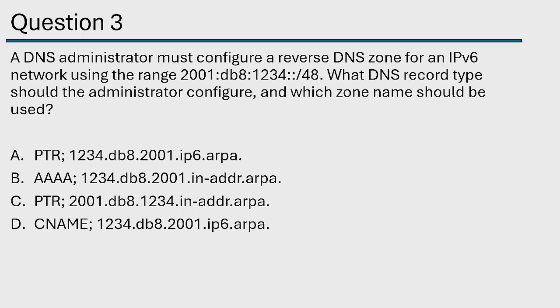Maybe on the PTR. Then we have AAAA 1234 DB8 2001 IN address. I'm not a fan of this one because it's missing that IP6. It's missing that IP6 right there. Yeah, that's a valuable little hint there. So we can get rid of B, and by relation, we can get rid of C as well because it's missing that as well. So it really comes between A and D. We've got another A and D on this one. What do you think on this one? Is it A or is it D?